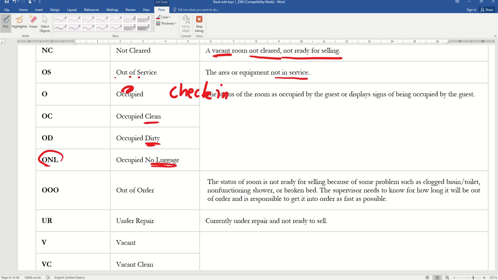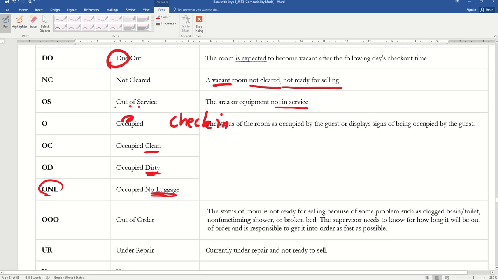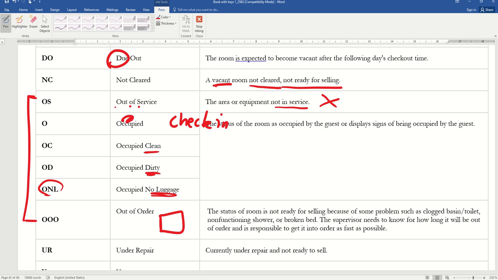It is a little bit similar, but not the same. Out of service, not in use, but for out of order. The room, maybe it is possible to be used, but it is not ready yet because there's something broken in the room.